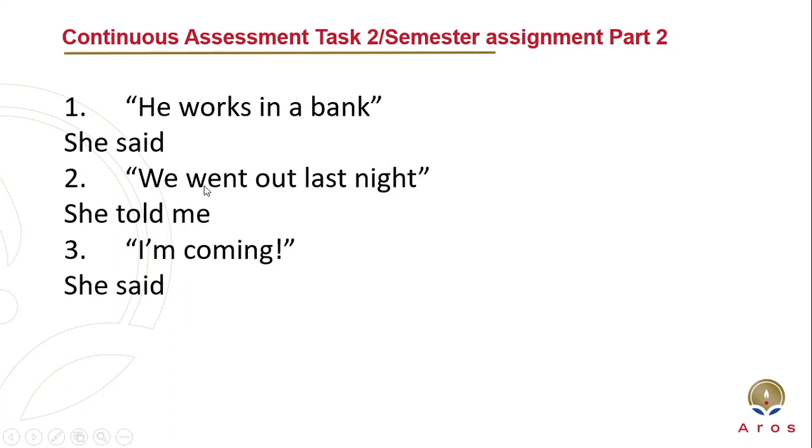Number 2, we went out last night. Went is obviously past tense. What happens to past tense?